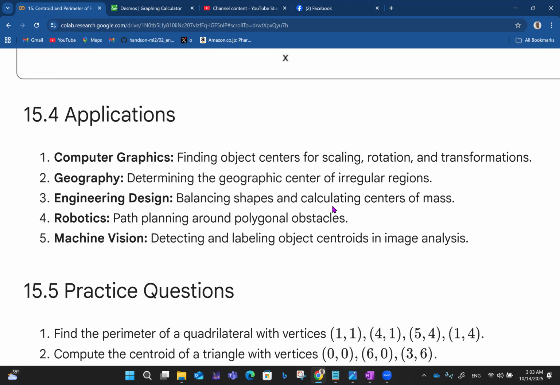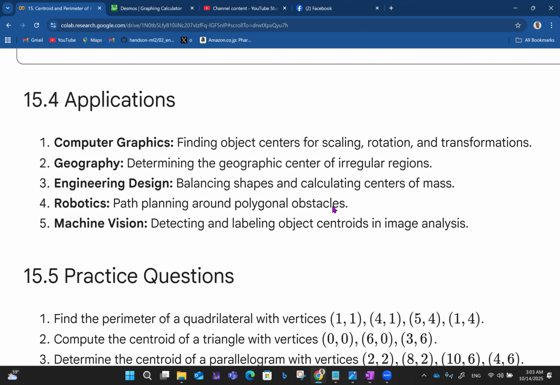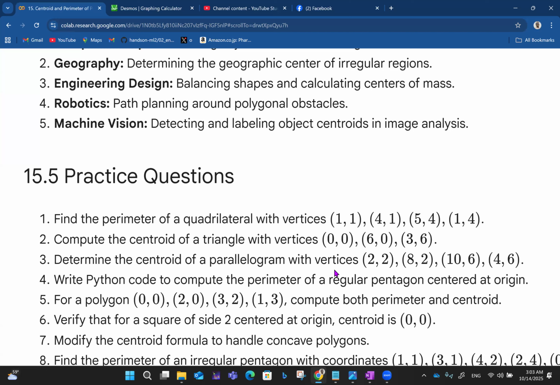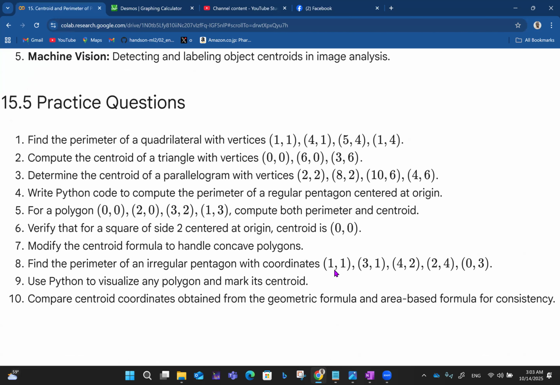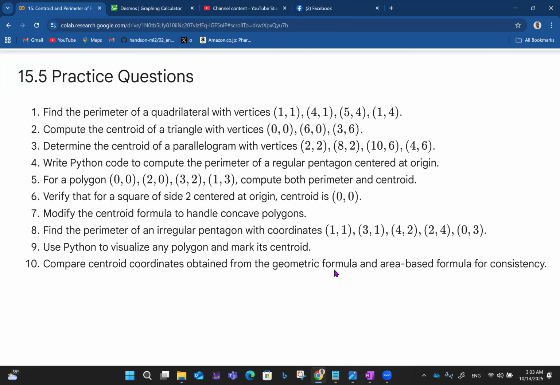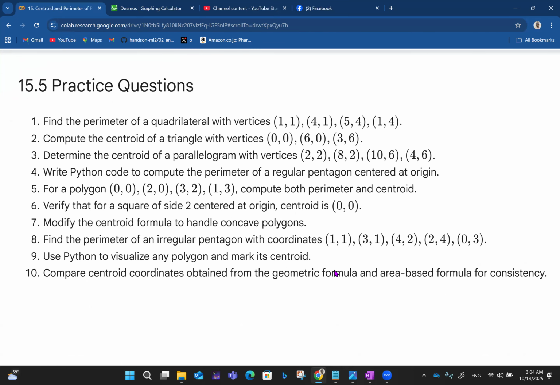Then you have robotics, path planning around polygonal obstacles. Then in machine vision, or what you can call computer vision, it's good for detecting and labeling object centroids in image analysis, right? And that leads us to the practice questions, so we can try our hands to see how well the concepts have been understood. Find the perimeter of a quadrilateral with vertices (1, 1), (4, 1), (5, 4), (1, 4).